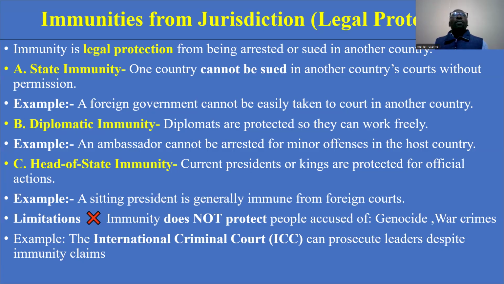So number one, we normally have state immunity. One country cannot be sued in another country's courts without permission. So a foreign government cannot be easily taken to court in another country. For example, you cannot take the Kenyan government to a court in Somalia. It cannot happen. It can only happen in the international court. You cannot take the Kenyan government to a Somali court. It can't happen. Number two, we have diplomatic immunity.